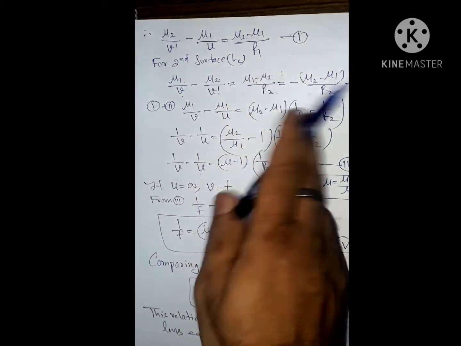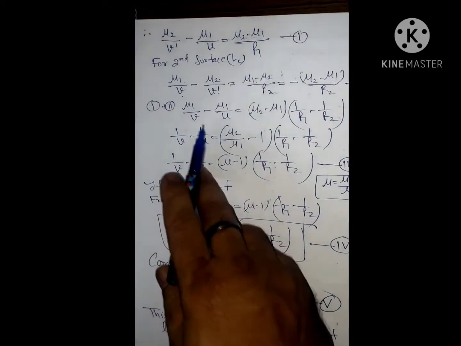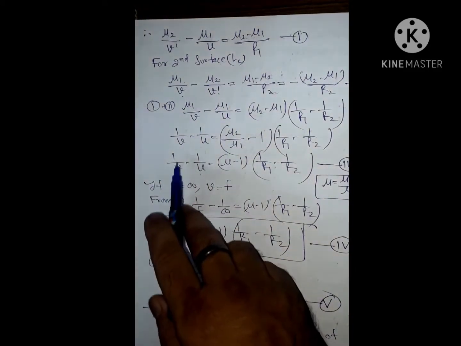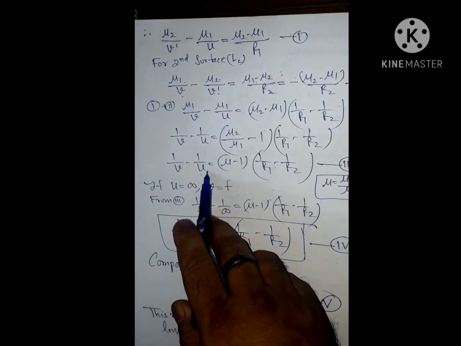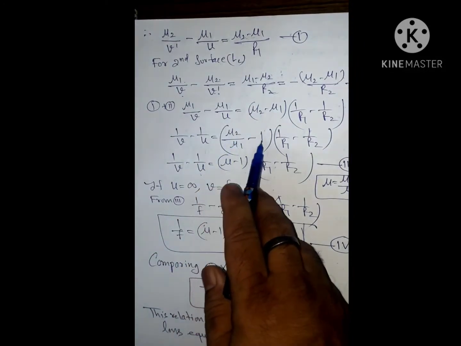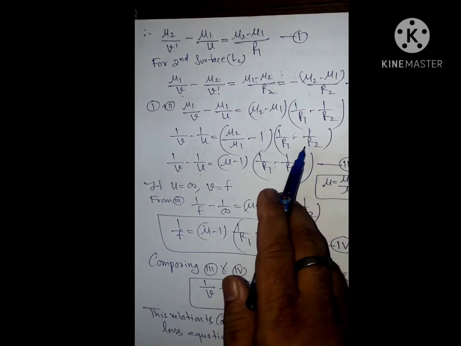Now add the first and second. We get here the result: 1 upon v minus 1 upon u is equal to (mu2 upon mu1 minus 1) into (1 upon R1 minus 1 upon R2).